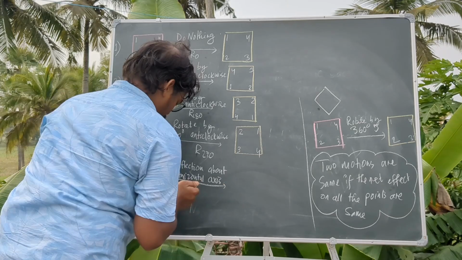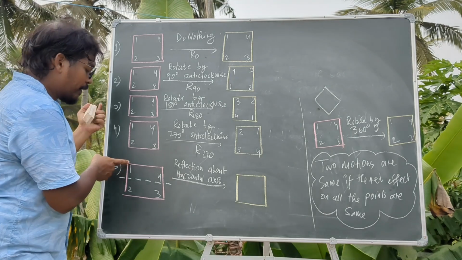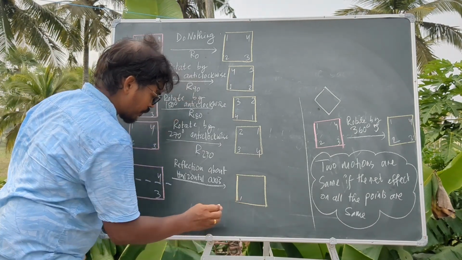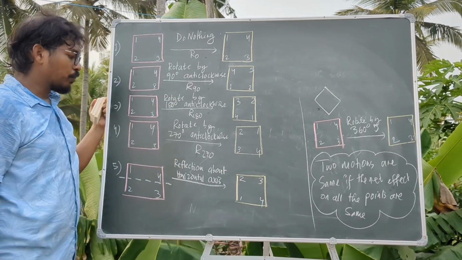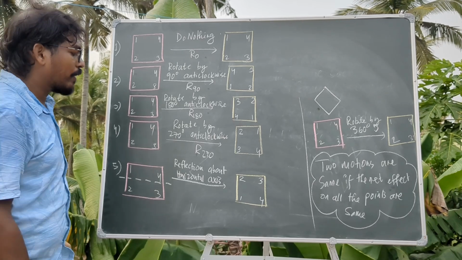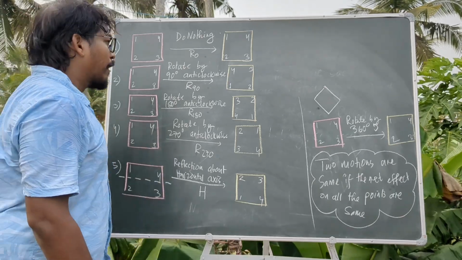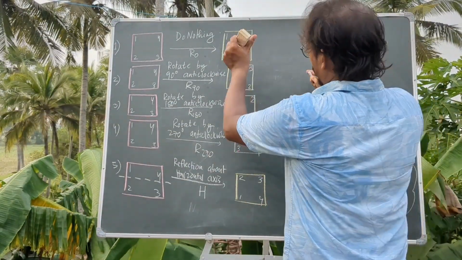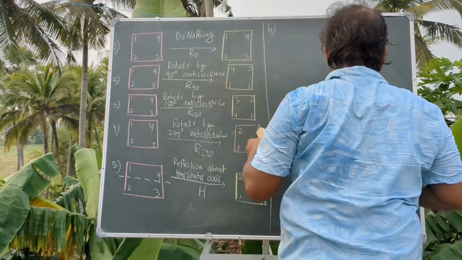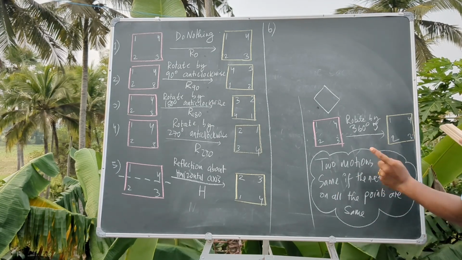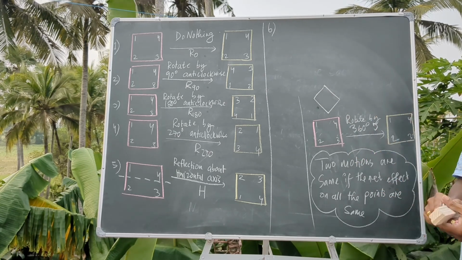So after flipping the square, we'll get our square back, and this corner will move to here. This is our 1, 4 will be here, and this is 2, this is 3. So this is a reflection about the horizontal axis. We'll name this H. You can name this any letter. And next we have 6. Let me erase this one. So two motions are same if the net effect on all the points are same after the motions.